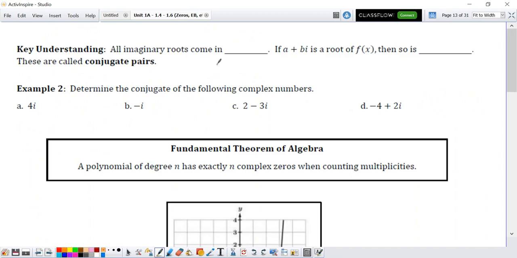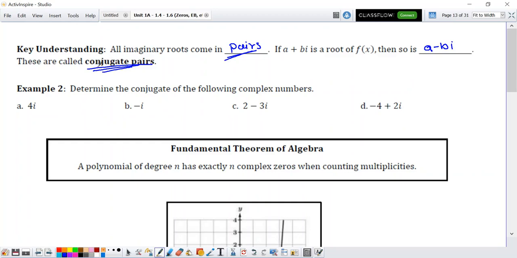So the key understanding is that all imaginary roots come in pairs. There is always one and the other one. If a plus bi is a root of f of x, then a minus bi is also a root of f of x. And they are always in a conjugate pair. They call it conjugate. So this is a very important concept. You must understand this for the test, quiz, and the AP exam. Imaginary roots are always in a pair. There are always 2 or 4 or 6 or 8.